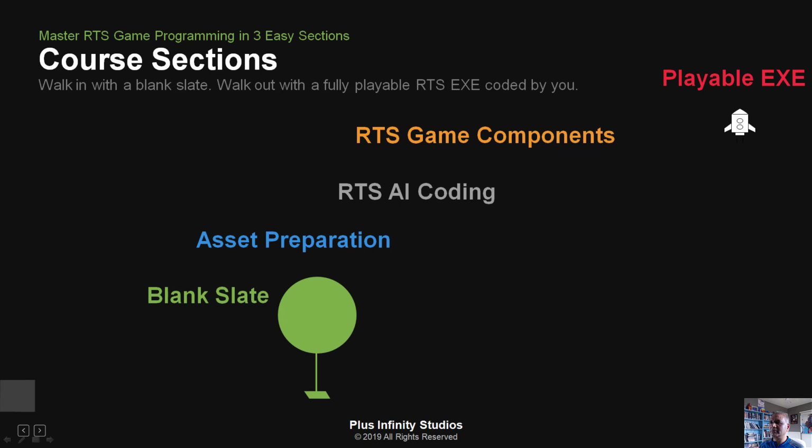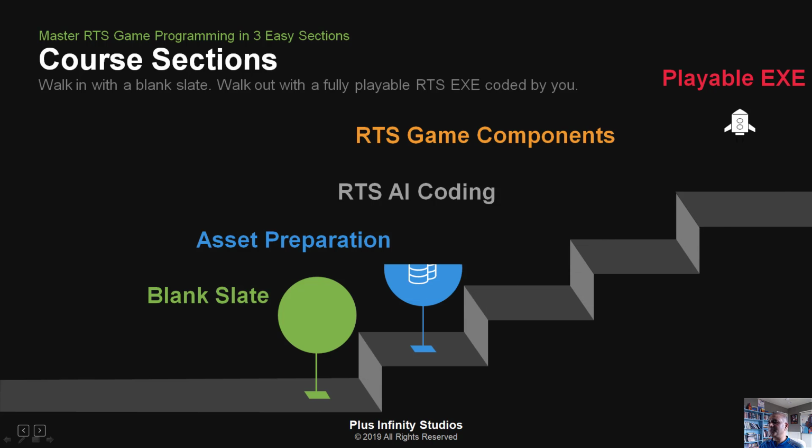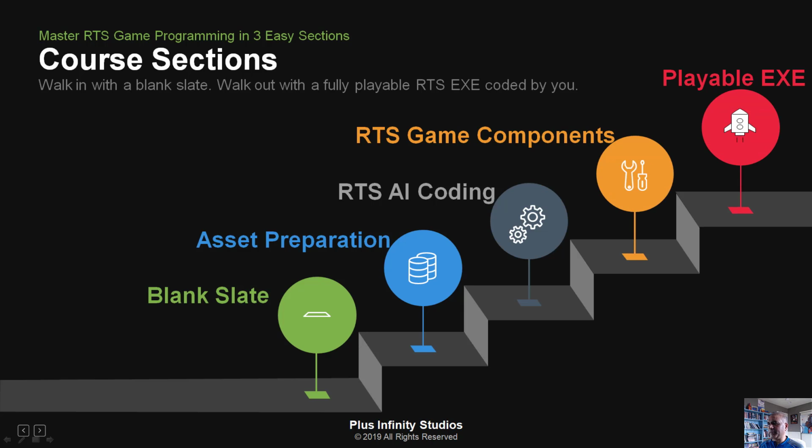Okay, I hope I have given you enough material to motivate you. It is time to stop talking and start doing. So in conclusion, I'll just say this. You come in with a literally blank slate. Then you go through the asset preparation stage. Then you move on to the core components of RTS AI and the game mechanics coding. Then you move on to the game components, where you bring all of these components together and make it into a game. And finally, you are ready to produce a playable EXE.